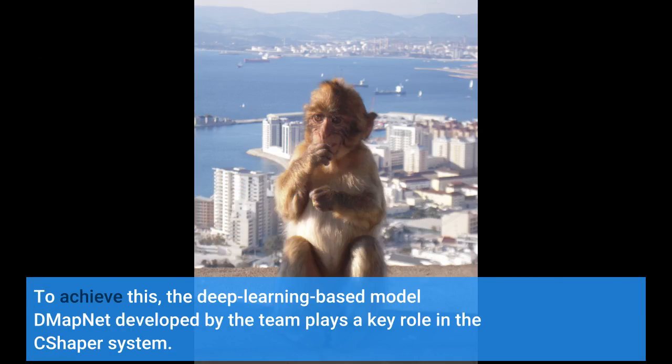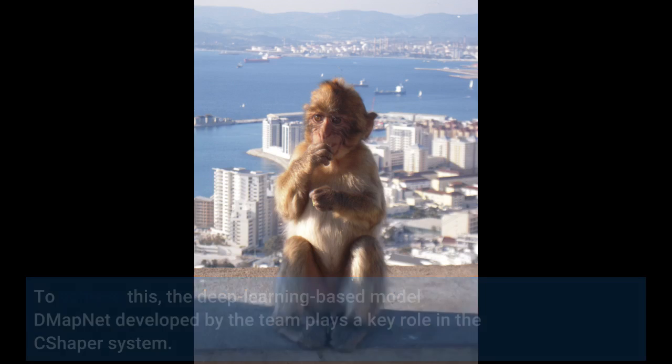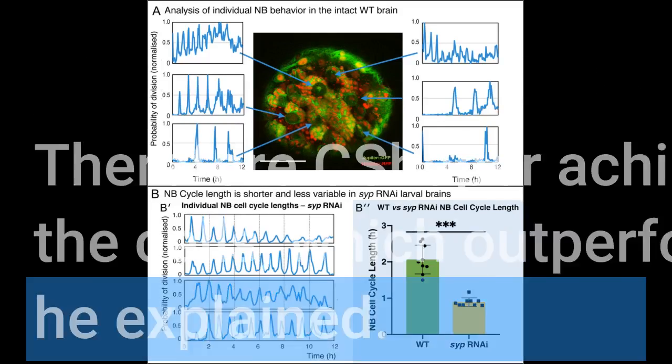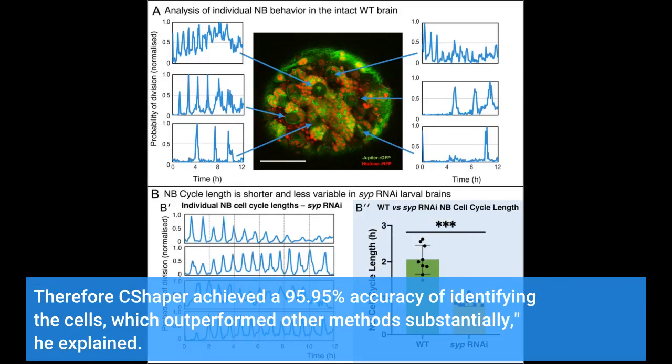To achieve this, the deep learning-based model DMAP-Net developed by the team plays a key role in the C-Shaper system. By learning to capture multiple discrete distances between image pixels, DMAP-Net extracts the membrane contour while considering shape information, rather than just intensity features. Therefore, C-Shaper achieved a 95% accuracy of identifying the cells, which outperformed other methods substantially, he explained.